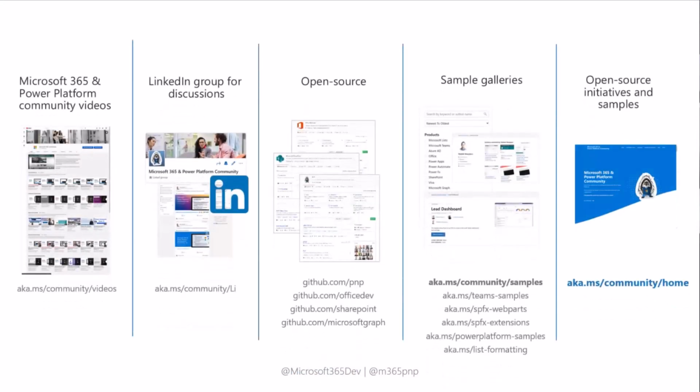initiatives and resources for the community. We have the Power Platform and community videos where we post all of our calls for you to watch. So if you can't make one, you can always watch it after, including this one. You can join our LinkedIn group for discussions about the community itself. We have a lot of open source initiatives for SPFx, JSON formats, which you can find at github.com/PnP, Office Dev, SharePoint, and Microsoft Graph.